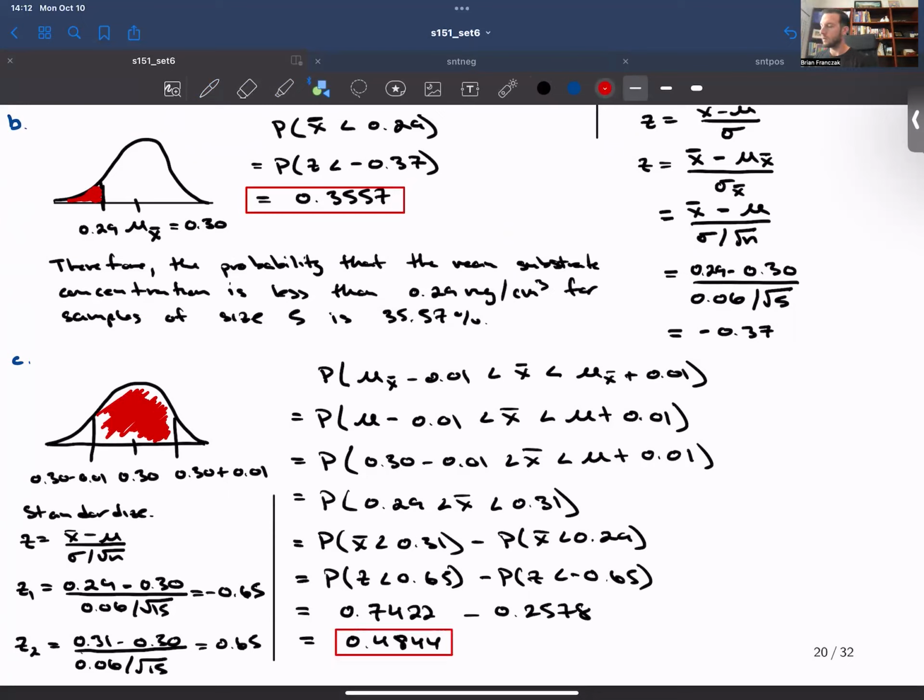So in this case, we could say that the proportion or the percentage of all samples of size 15 that have mean substrate concentration within 0.01 milligrams is equal to 48.44%. Okay, so as always, if you have any questions, please let me know.